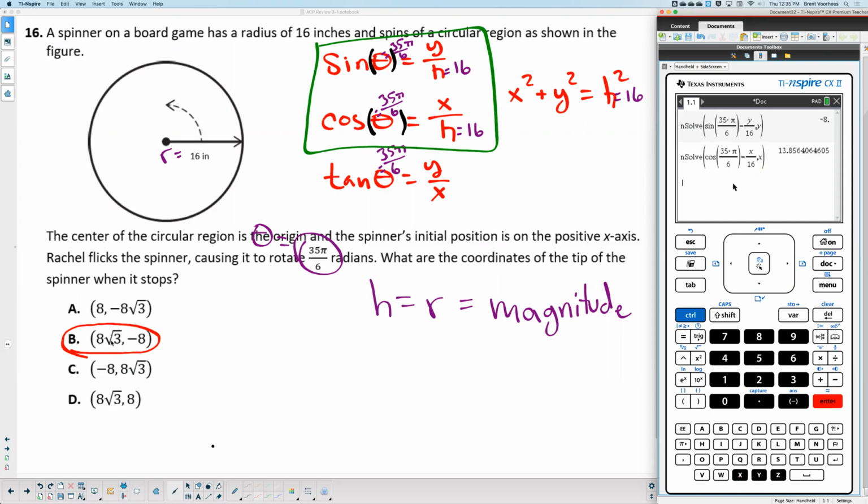Okay, and I want to see if that's 8 square root of 3. Is it? Yes. If it is. All right, moving to the next analytical trig problem.